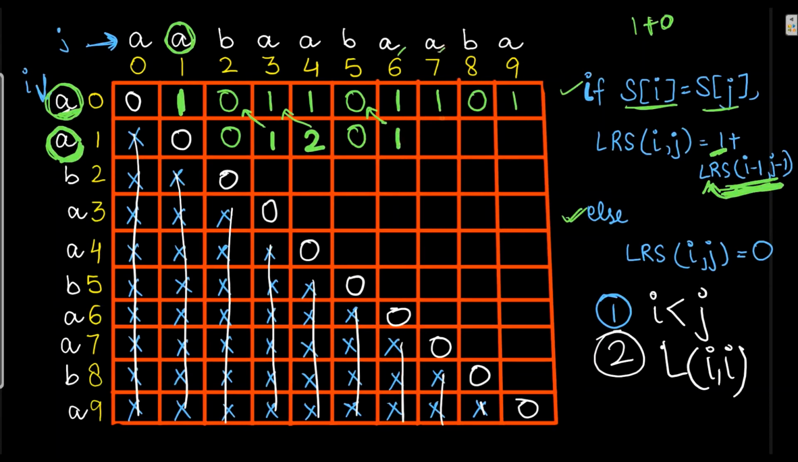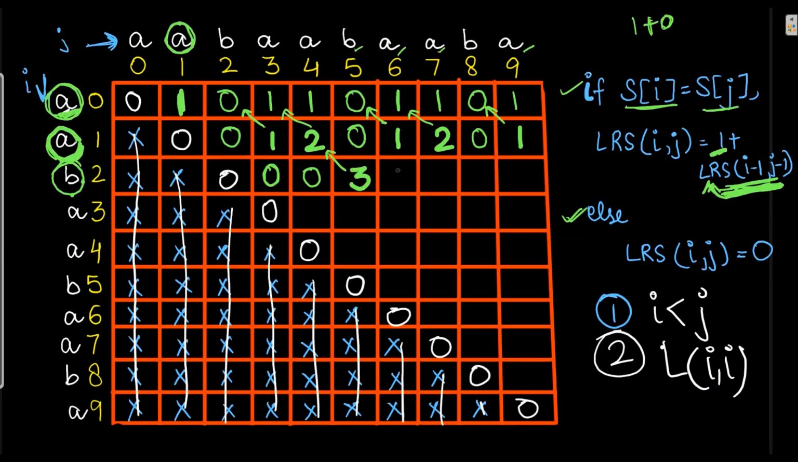Then A is matching with A: 1 plus this diagonal element 2, which is 3. Then A is matching with B? No, 0. A is matching with A? Yes. 1 plus the diagonal element, which is 0, so 1. Then I'll look at this B. Is B matching with A? No, so I'll directly put 0. Then is B matching with A? No, 0. Is B matching with B? This time, yes. So I'll put 1 as B is matching with B, and I'll add the diagonal 2 over here, and here I'll get 3.